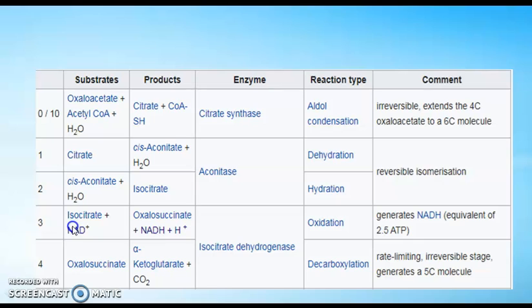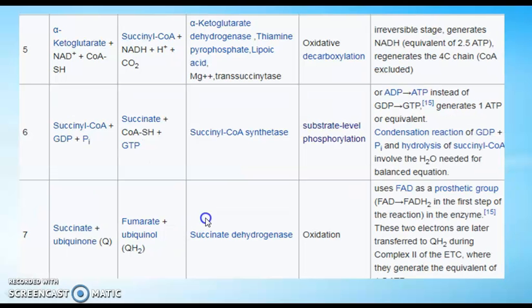Third step, the isocitrate molecule in the presence of the enzyme isocitrate dehydrogenase. It is a type of oxidoreductase enzyme. And the reaction taking place is oxidation of isocitrate to form what? Oxalosuccinate. And because of this dehydrogenase enzyme, electrons are transferred from NAD plus, and this results in the formation of NADH plus H plus.